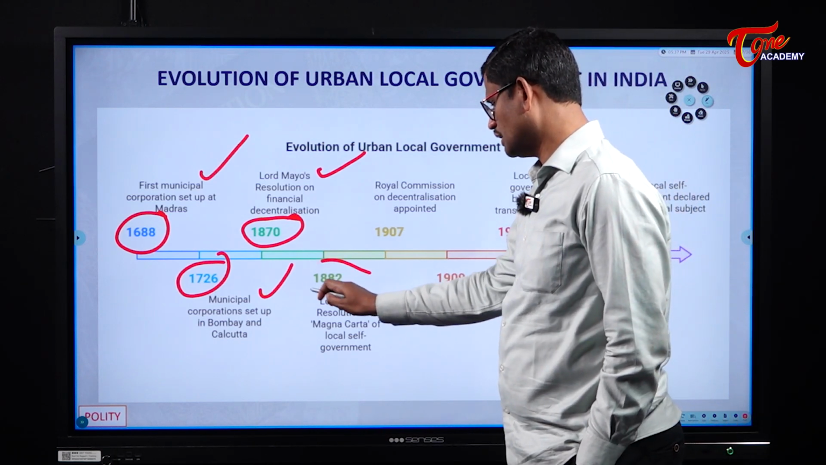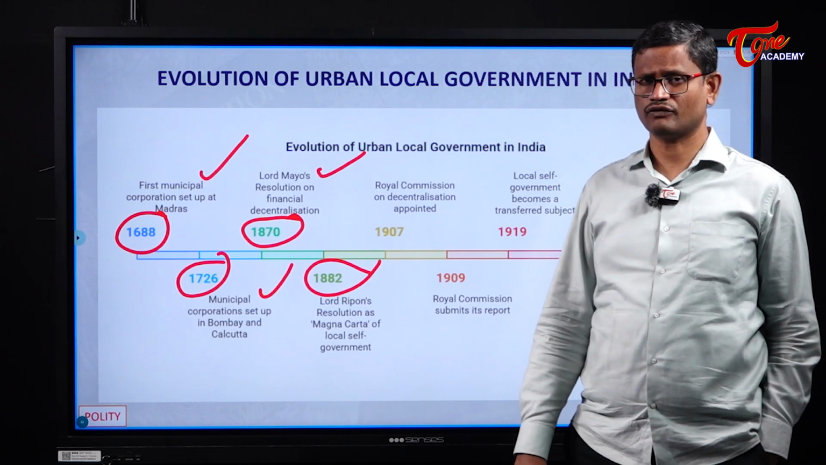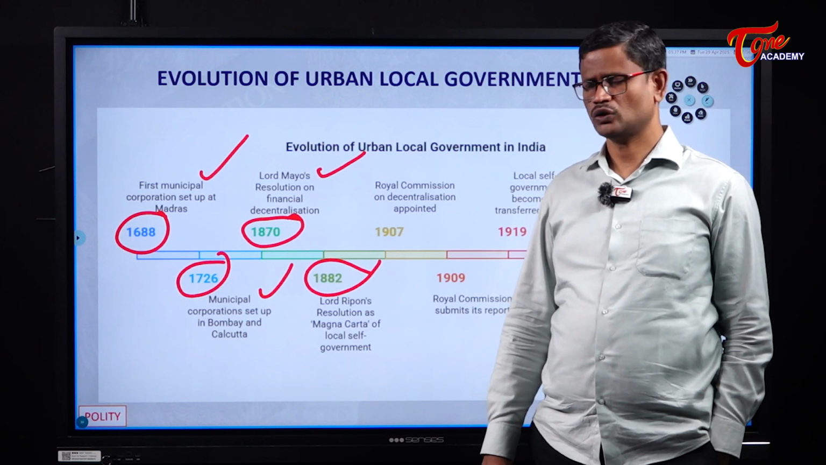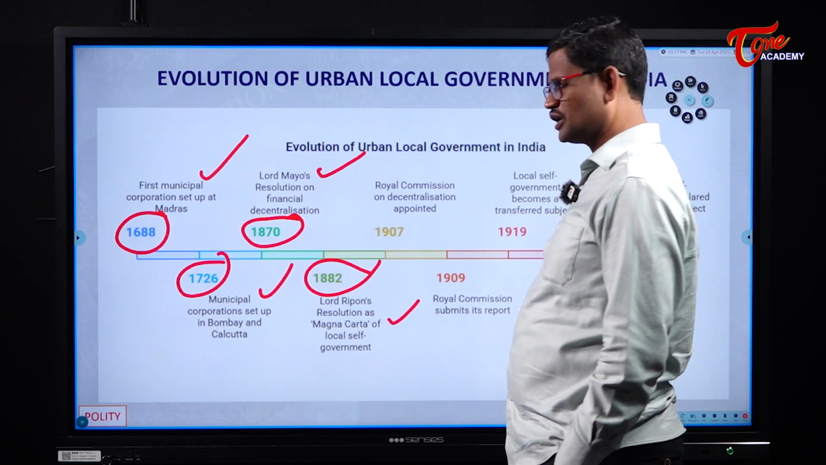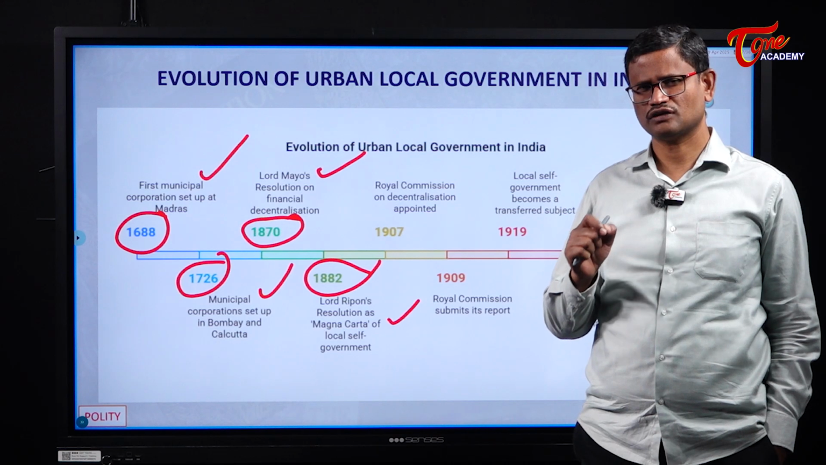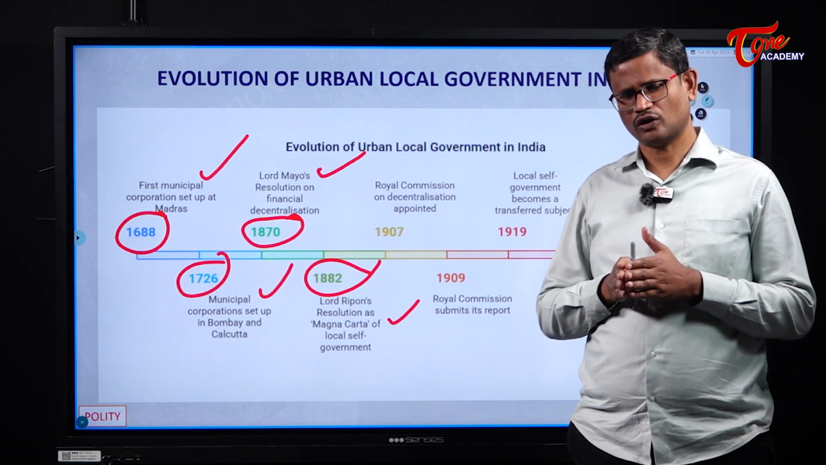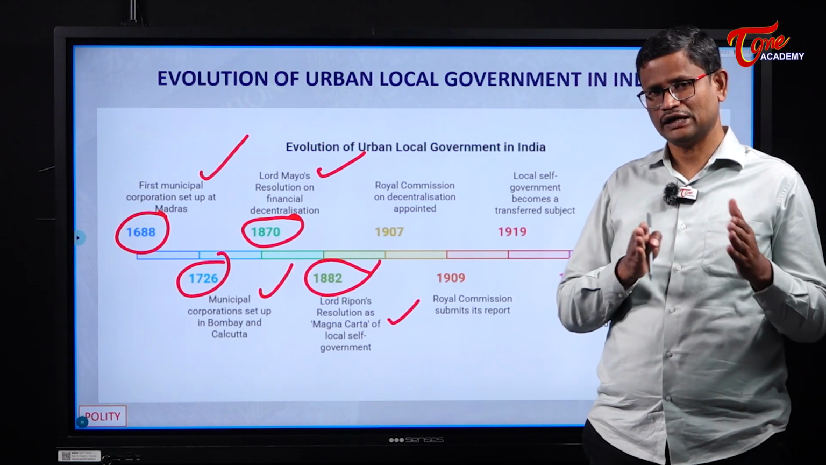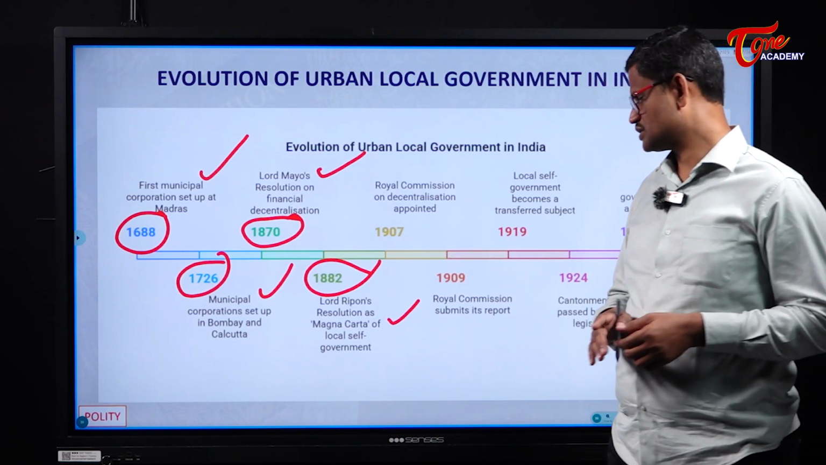The next one is in the year 1882, when Lord Ripon, the then Governor General of India, was also responsible for empowering the local self-governing institutions. That is the reason why we say the resolution passed by Lord Ripon is called the Magna Carta of local self-governing institutions. Magna Carta means the true foundations for local self-governing institutions in India were laid down during the time of Lord Ripon through his resolution.